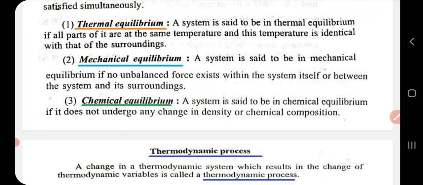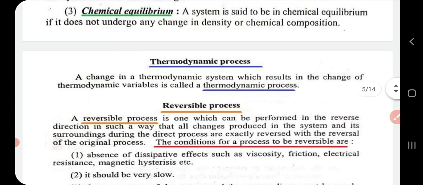Now, a system is said to be in mechanical equilibrium if no unbalanced forces exist within the system itself or between the system and the surroundings. A system is said to be in chemical equilibrium if it does not undergo any change in density or chemical composition. Okay. So all these are very important.